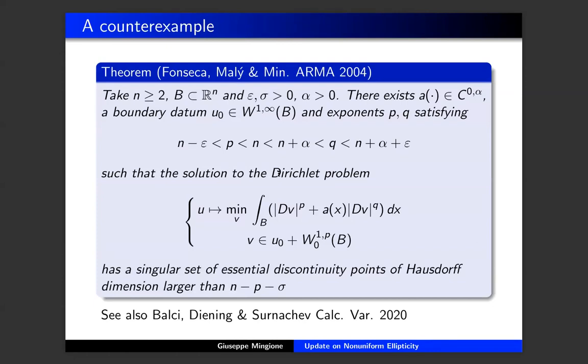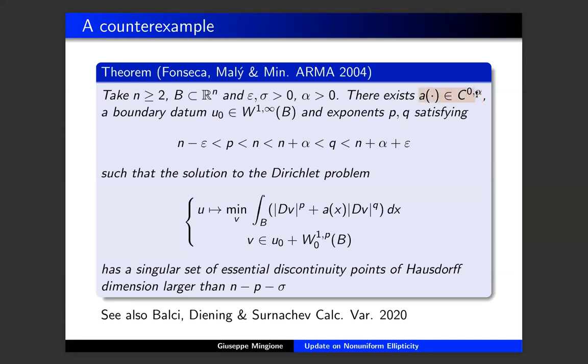So many years ago, we built the following counterexample, after a one-point singularity counterexample built by Esposito, Leonetti, and myself. I can build a coefficient, a very weird coefficient, but still Hölder continuous. And then I can take q and p far enough, depending on the regularity of a, such that a minimizer is not only discontinuous, but it has a set of essential discontinuity points of maximal Hausdorff dimension. So a minimizer can be nearly as bad as any other competitor.